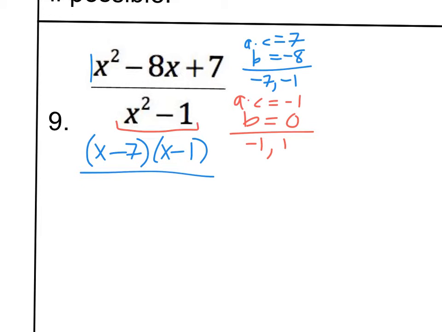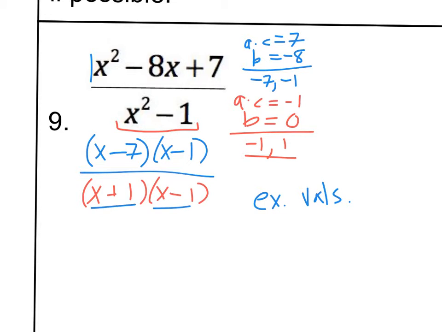You might also notice that this is the difference of two squares, and that's going to be the square root of x squared, which is x, and then the square root of 1 is 1. We're going to do a plus 1 and a minus 1. Same two values that we got here. Next up, we got our excluded values.